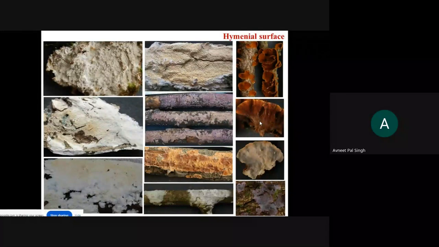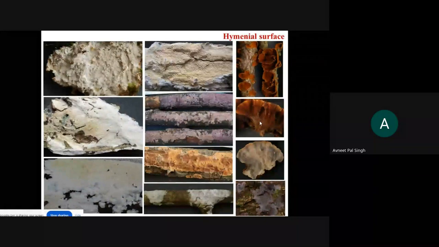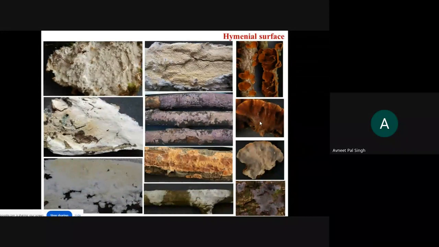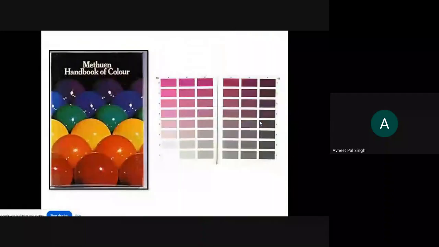When you observe the hymenial surface, you will also come across the consistency. Is it smooth? Is it rough? Is it leathery? Is it corneous? That further adds one more character when we are observing this hymenial surface. Observation of the hymenial surface is one of the key characters that has been used by many corticiologists and polyporoid taxonomists for identification in the taxonomic keys.